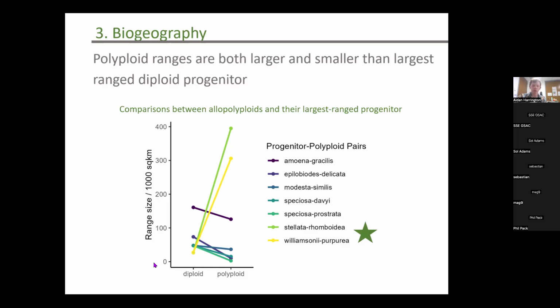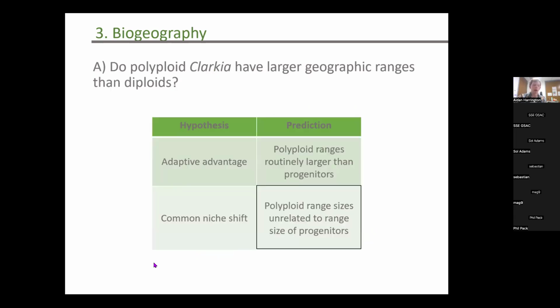So again, it's really just reinforcing this idea that it doesn't seem clear that polyploid ranges in Clarkia are routinely larger than their progenitors. And they seem more or less unrelated to the range size of their progenitors. So really no evidence for this adaptive advantage hypothesis.